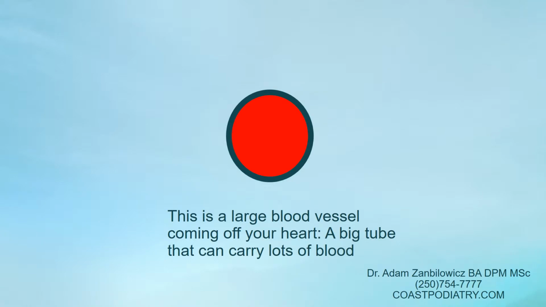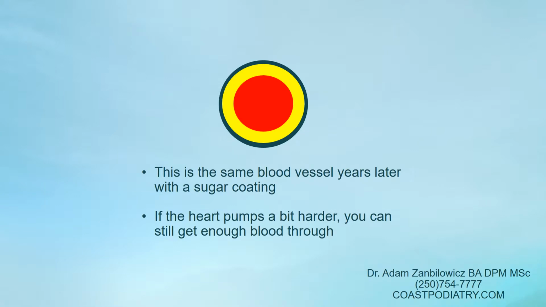So here's a picture of a really big blood vessel coming right off your heart. So that's supposed to be the aorta. And as I was saying, over your lifetime, the sugar is going to start blocking that up. Over many, many years, or fewer years if your sugar is very, very high, it's going to create that yellow layer of coating. Now, on a big blood vessel like this, the blood is still able to make it through that blood vessel.